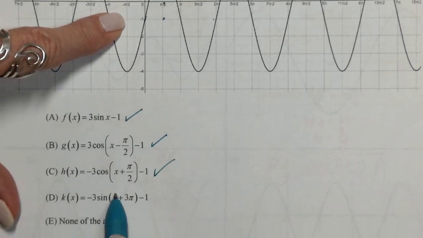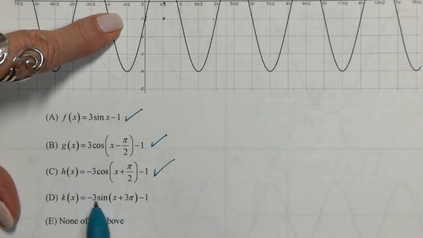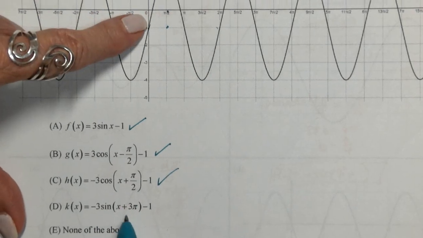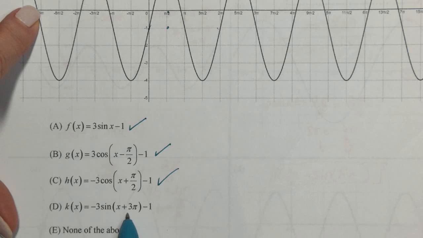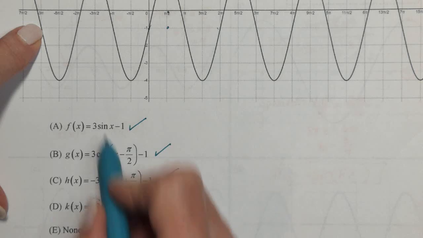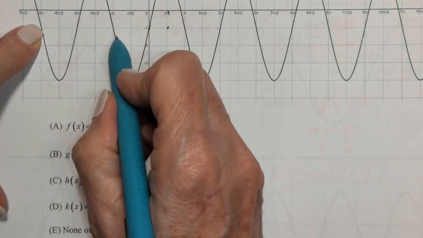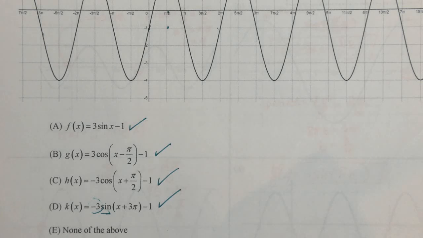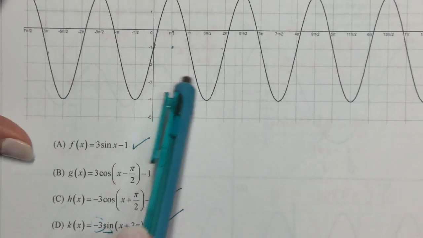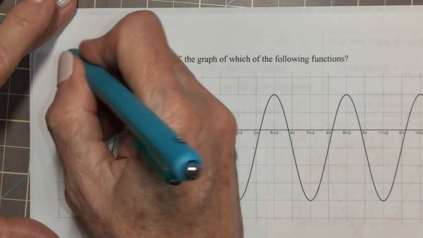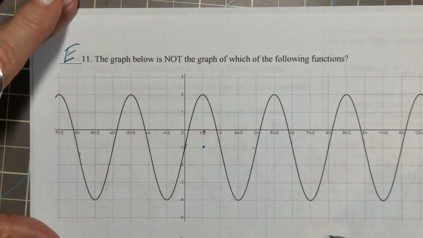Okay, what about this one? Negative 3 sine of this one, shifted to the left pi over 3, down 1. Is that a negative 3 sine curve? It is a negative 3 sine curve. All of the above have this as their graph.